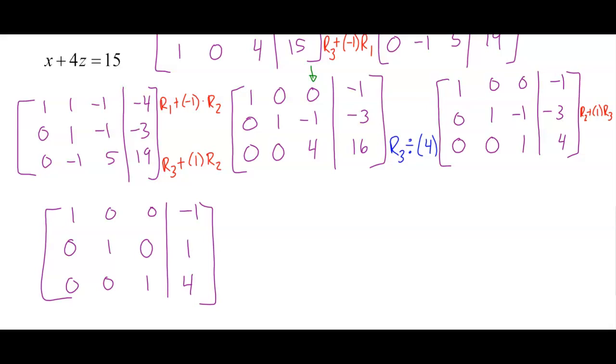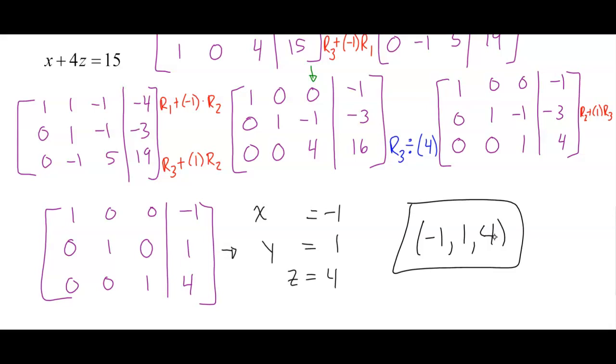So at the end here, you don't always have to write this out, but think about translating back into equations. This top row would translate into the equation x plus 0y plus 0z equals -1. The second row would translate into the equation 0x plus 1y plus 0z equals 1. And the bottom row would translate into 0x, 0y, 1z equals 4. In other words, our solution is -1, 1, 4. That last column is the answer to the system of equations.